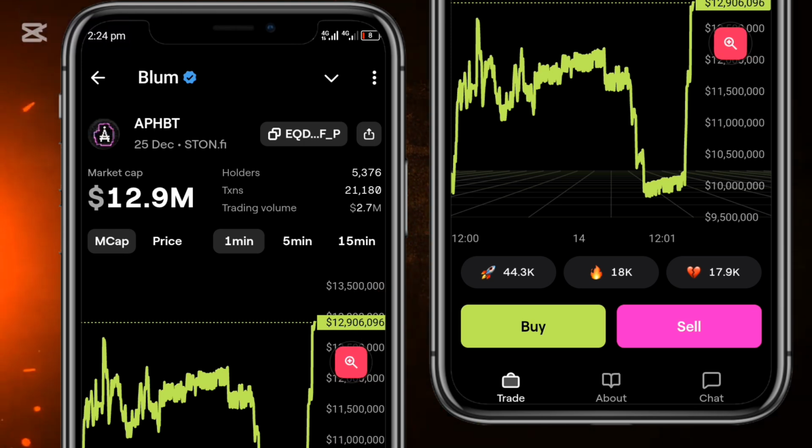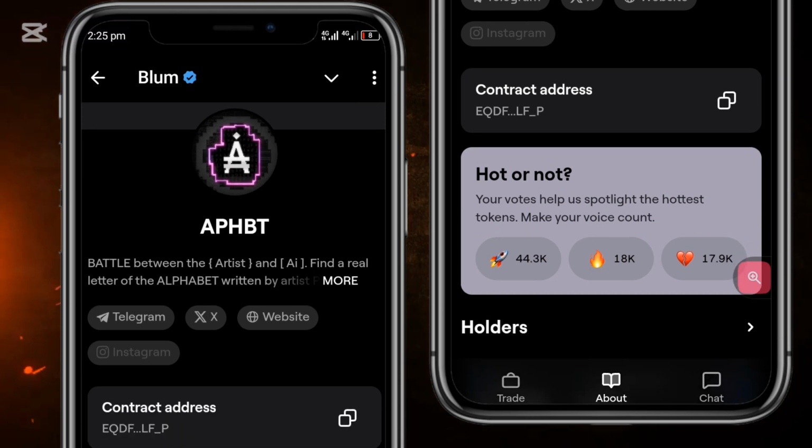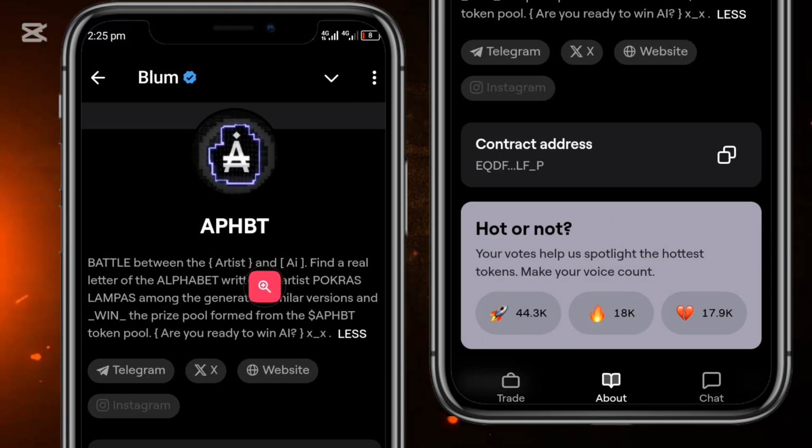Now, if you want to know more about the coin, you can click on About right here. When you click on About, you're going to see every detail about the coin you're about to trade. Now, let me read this. You can see this is the information about this particular coin.